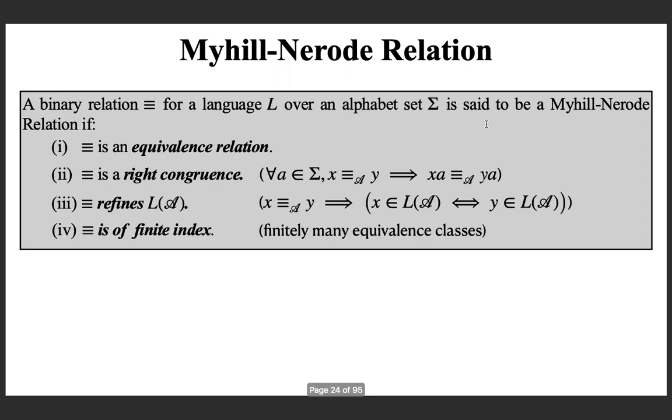Now let us recollect what we learned as the Myhill Nerode relation. It is an equivalence relation which is a right congruence of finite index refining a language. I hope you remember it. This is what we discussed in lecture L22. If you don't remember, please go back and see what we learned.